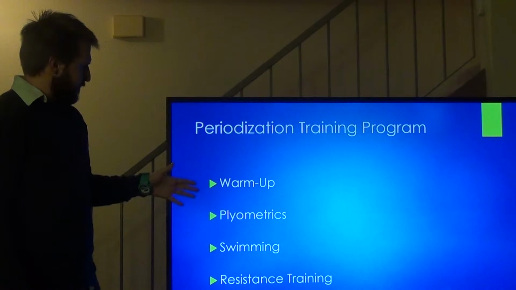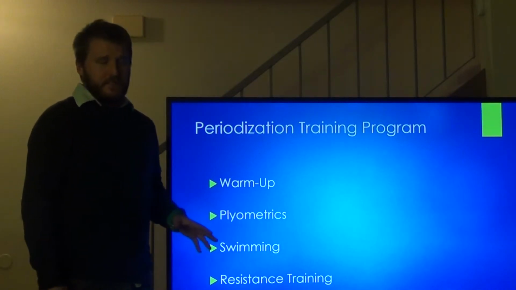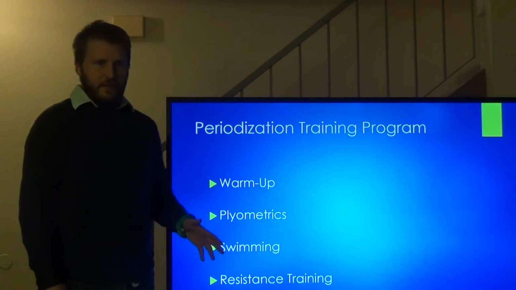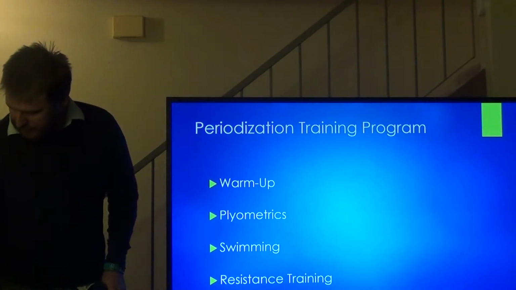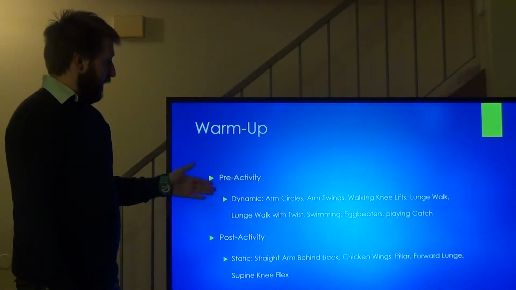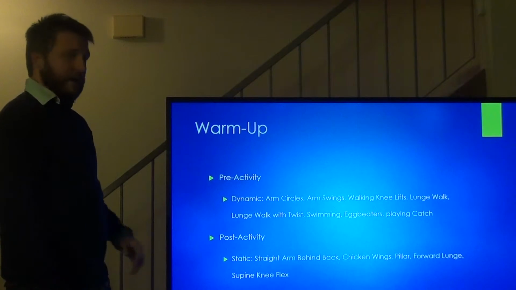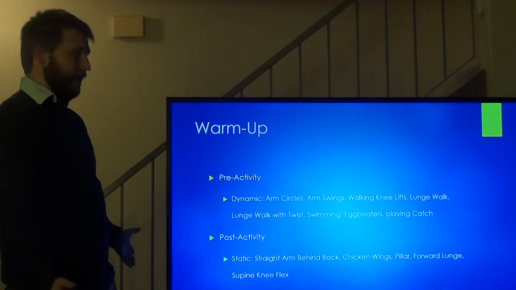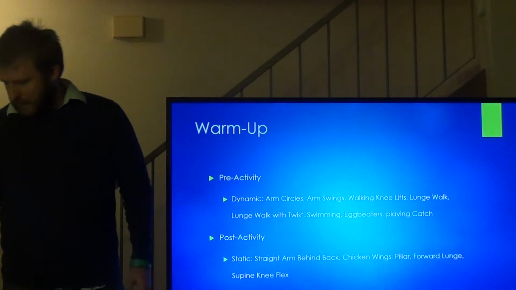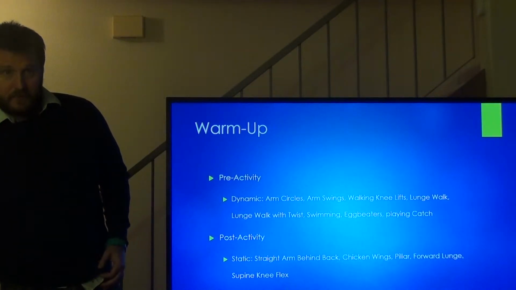The periodization training program is made up of warm-ups, plyometrics, swimming, and resistance training in an effort to improve their performance, improve their anaerobic and aerobic capability, improve their strength, and the warm-ups are designed to reduce injury, as well as the resistance training, building the supporting muscles to those joints, will help reduce the injuries. The warm-up consists of your pre-activities, the dynamic exercises, arm circles, arm swings, and when they get into the pool, swimming at a lighter speed to get warmed up, egg beaters across the pool to get their legs warmed up, and playing catch to get their arms warmed up. During post-activity, stretching will be static, because static stretching after activity reduces the risk of injury. When it's done before activity, it is possible that it will increase the risk of injury.